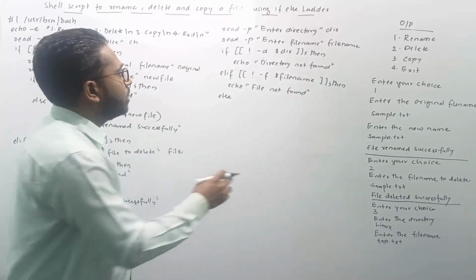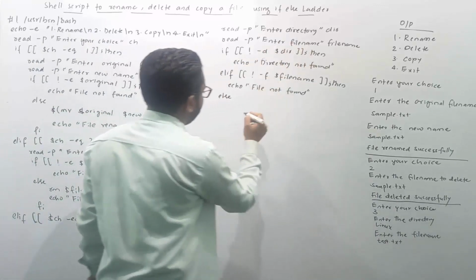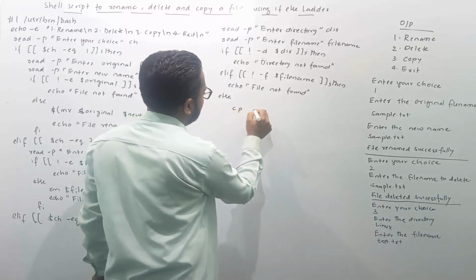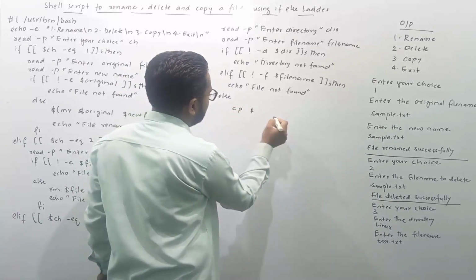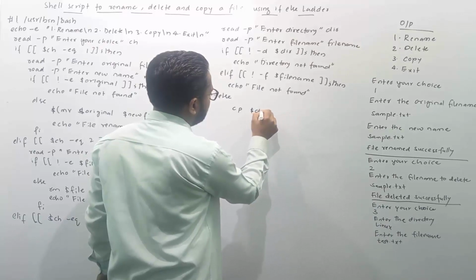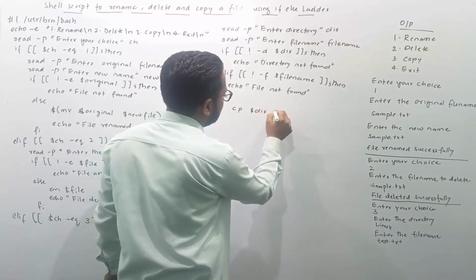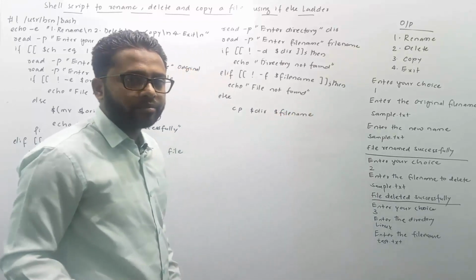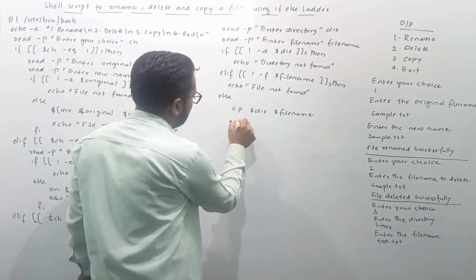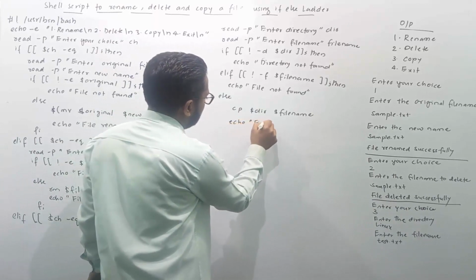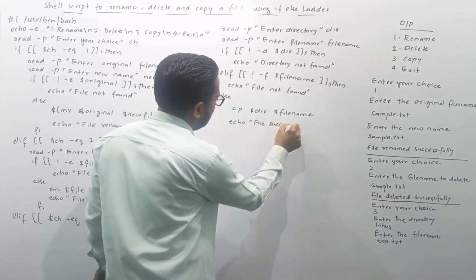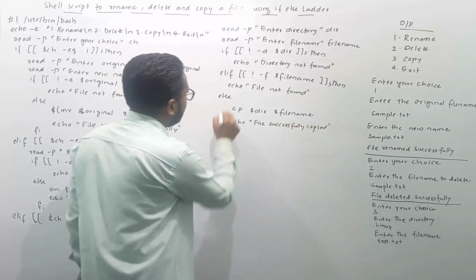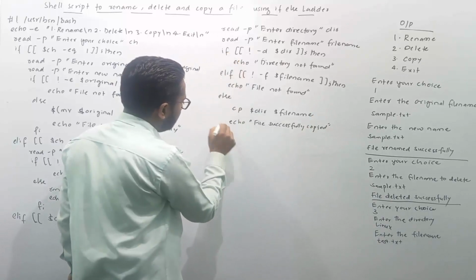Okay, if both the directory as well as the file exist, then I need to copy the file. To copy the file, I will use cp command. Cp $directory space $file name. Okay, next echo file successfully copied. This if should get closed here.